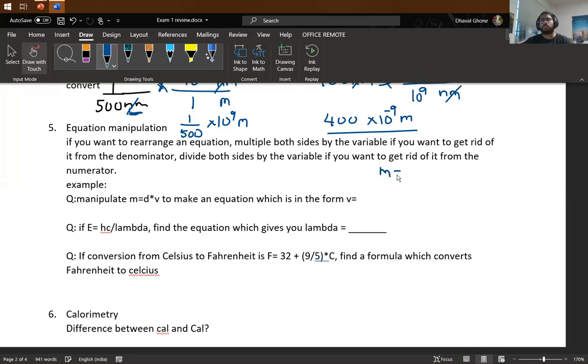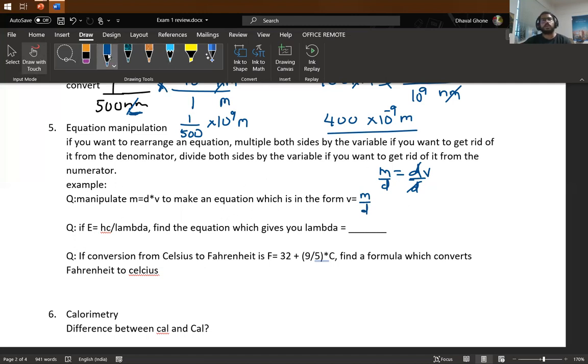Since I have m equals dv, and I don't want the d on the right side, I'm going to divide both sides by d. So this cancels off, and what I'm left with is v equals m over d. Okay, that's how you do that one.